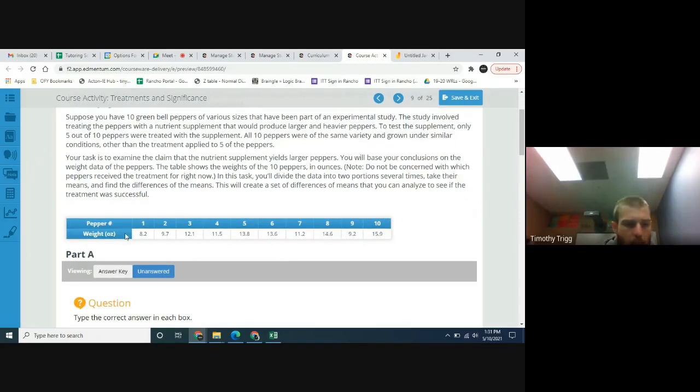All right, so we can see peppers numbered 1 through 10 here, and you could see the weights of the peppers. So pepper 1 weighed 8.2 ounces and so on.